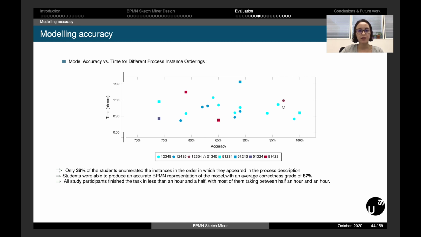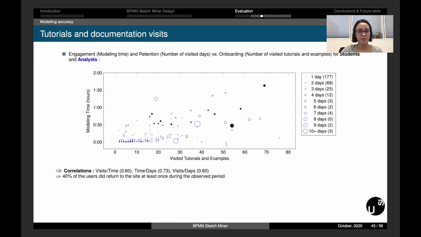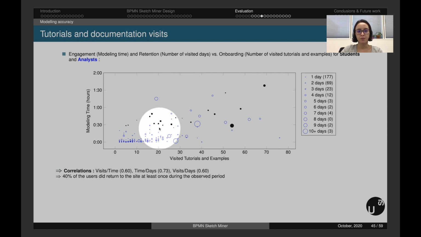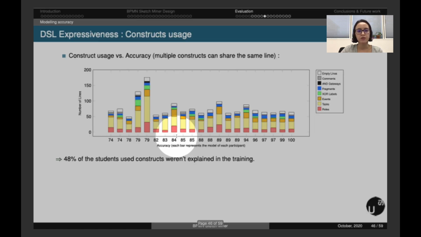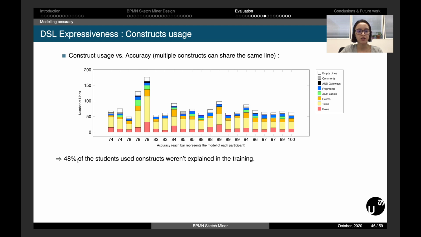We also tracked the use of the examples and tutorials available on the website of the BPMN Sketch Miner. We can see these black points here, which represent the use of the tutorials and examples pages by the students. So we realized that the students were really using these resources during the evaluation period. As a result, 48% of the students used some constructs that weren't shown to them during the training, which means that they could understand them by themselves just by looking at the documentation.